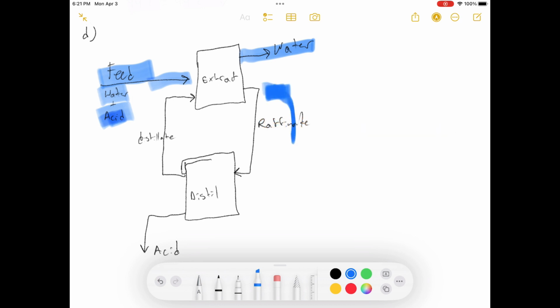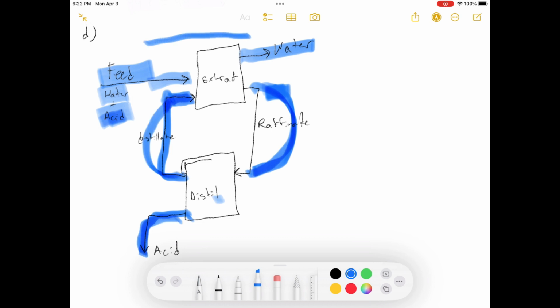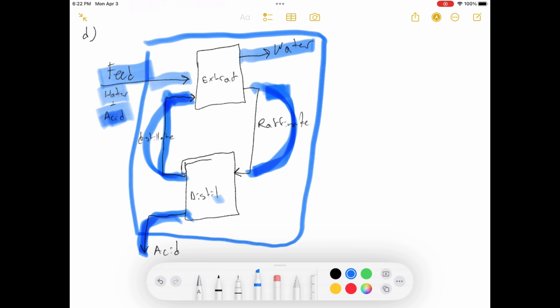Okay. So then the hexanol, the raffinate, goes over to this distillation column, and the distillation column separates the acid from the distillate, which is the hexanol. And then the pure hexanol goes back into the extraction unit. So the hexanol just circles around like this. And if I drew a big box around this thing, we would have water and acid going in, and we would have water coming out and acid coming out. Total separation in that way. That is it for problem number 4.7.